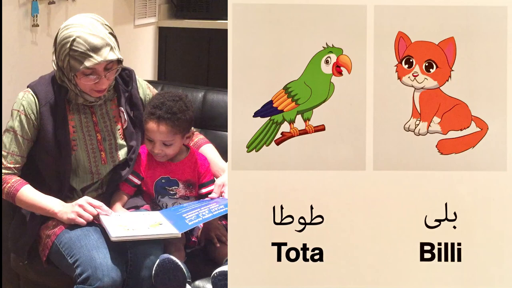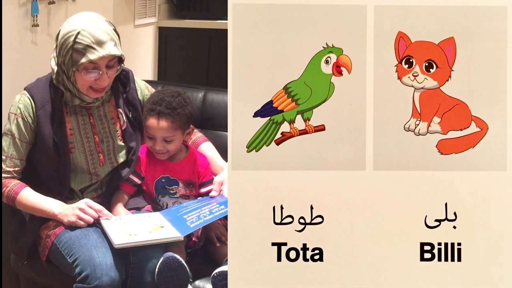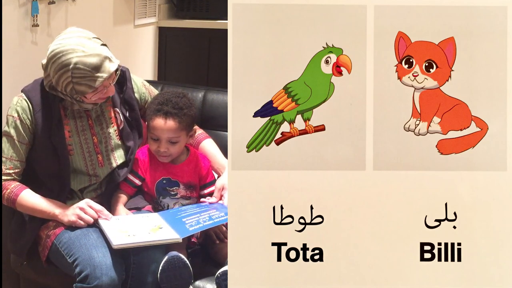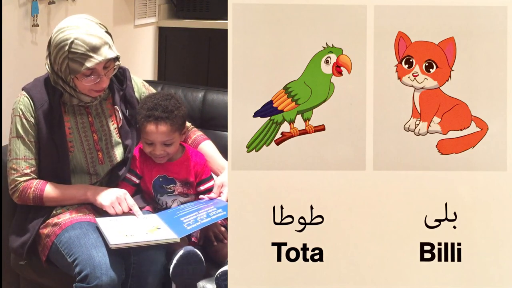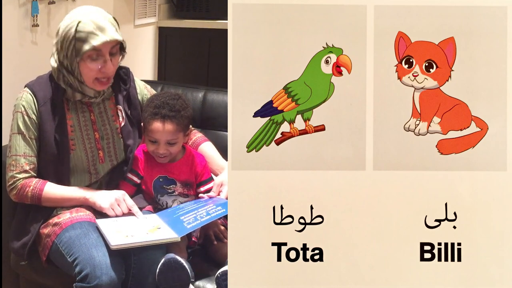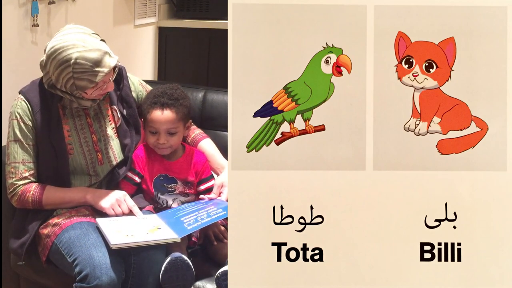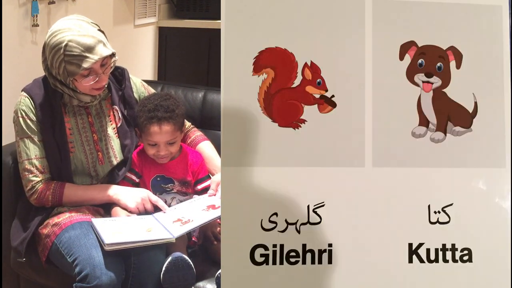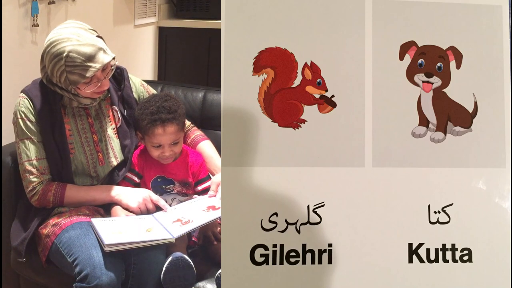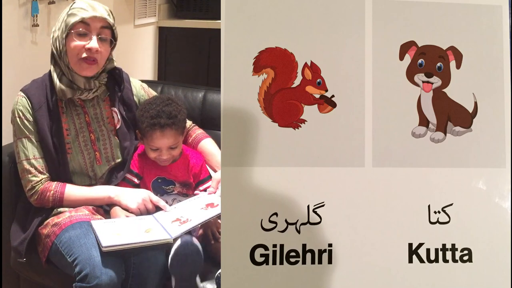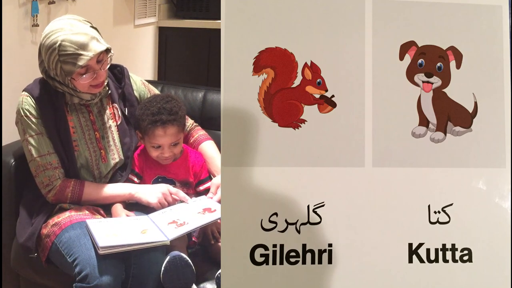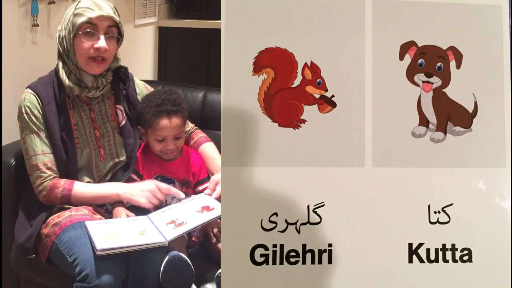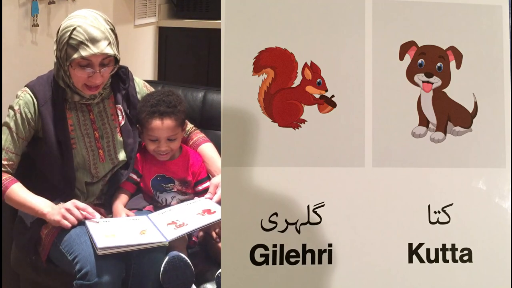What is this word? Billy. Billy is cat. Say Billy. Next one is Tota. Tota is a parrot. Next page we have Kutta. Say Kutta. Kutta is a dog, friends. Next one is Gulahri. Gulahri is a squirrel, friends.